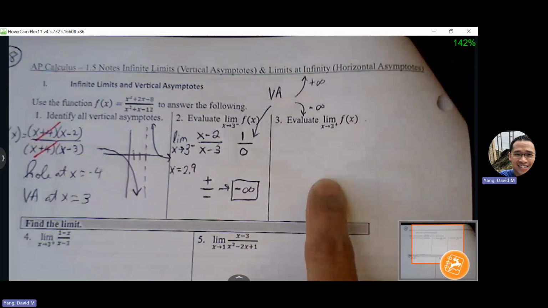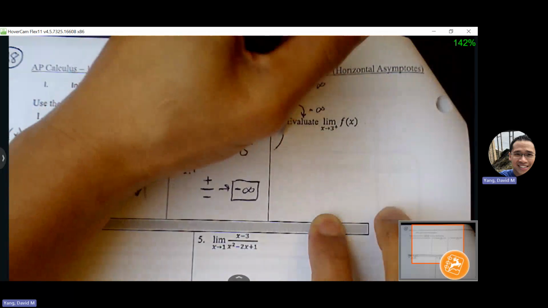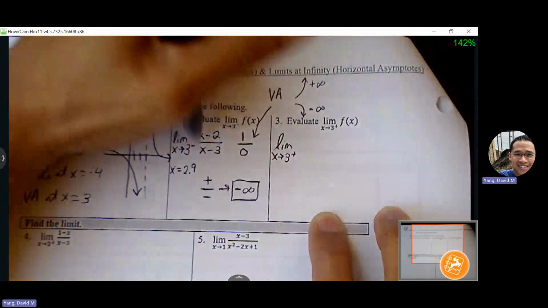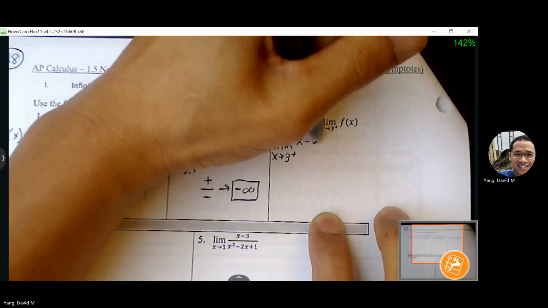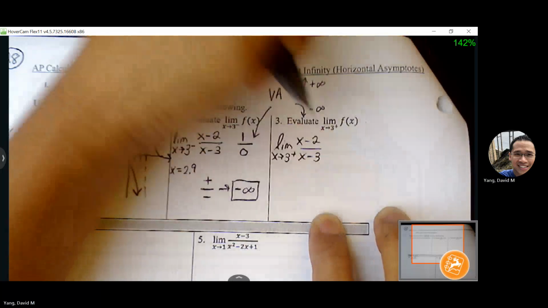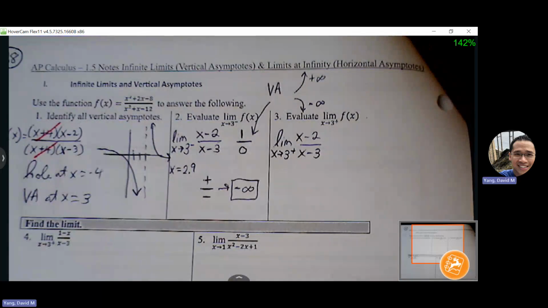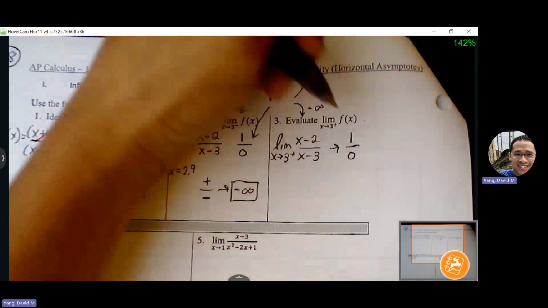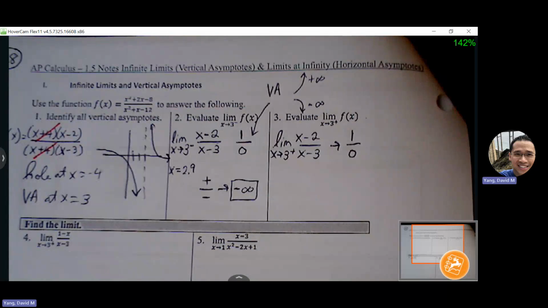All right, so let's try the limit as x approaches 3 from the right. Again, I'll do the reduced expression. First things first, plug in the 3, we get 1 over 0. The limit doesn't exist.